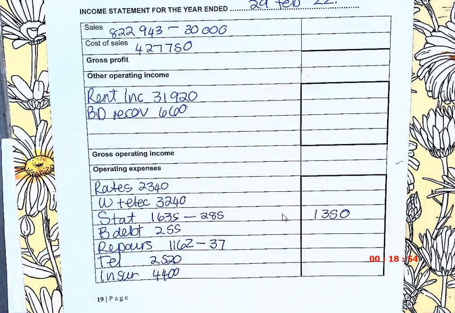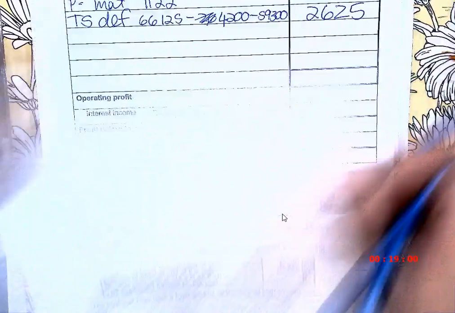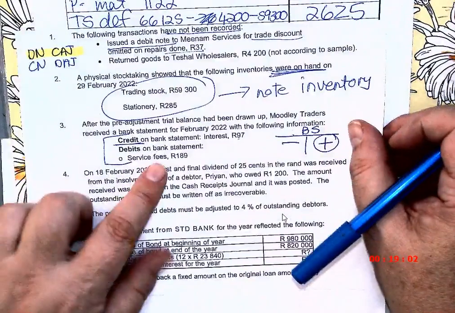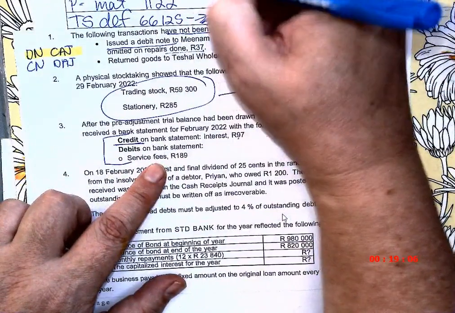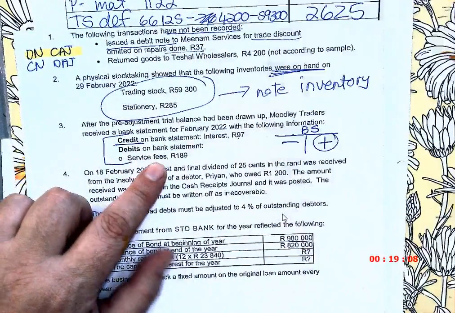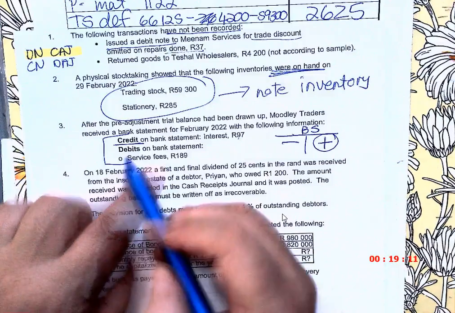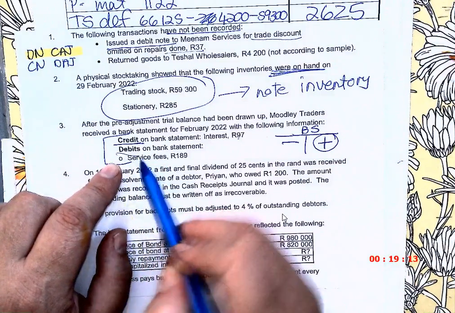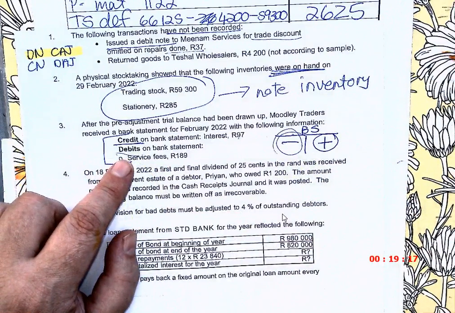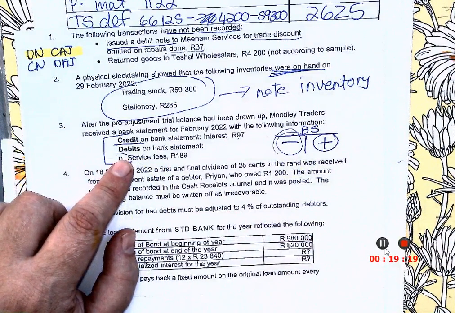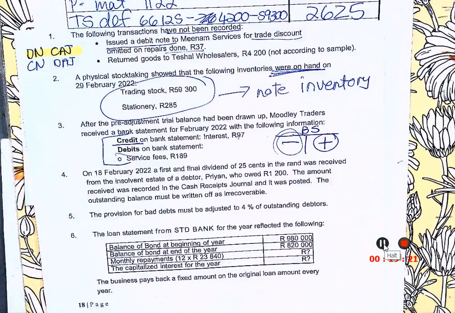Next one is the bank charges. Now I already have bank charges. You remember, you're not going to write service fees. You're going to add this to bank charges. And can you see there they tell you they debit. And I know debit in the bank statement is negative. It's an expense for you. Let's go on.